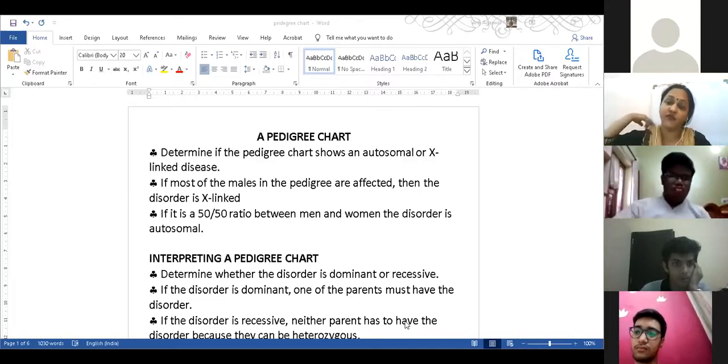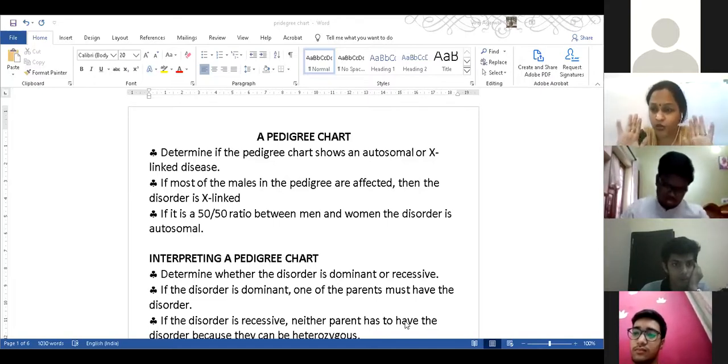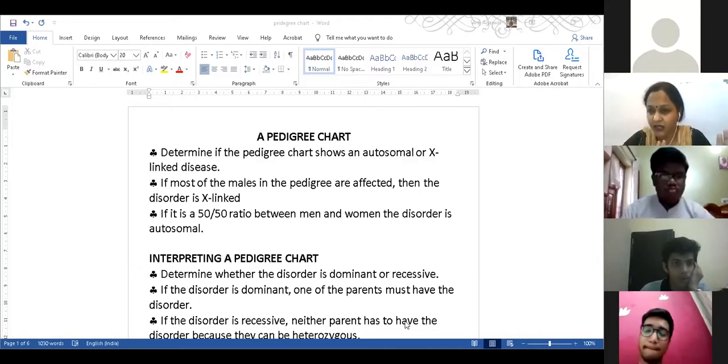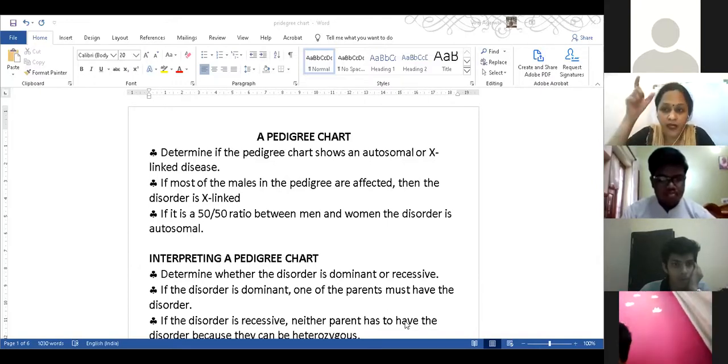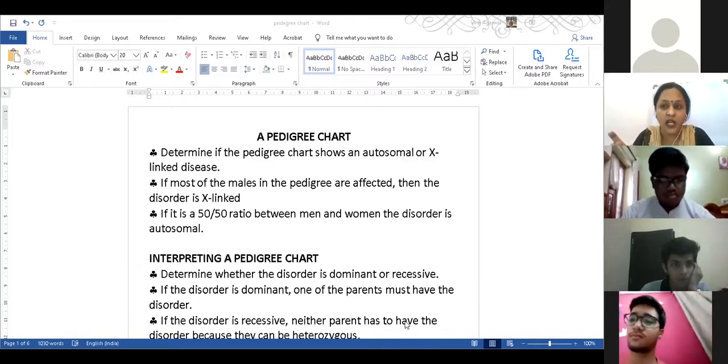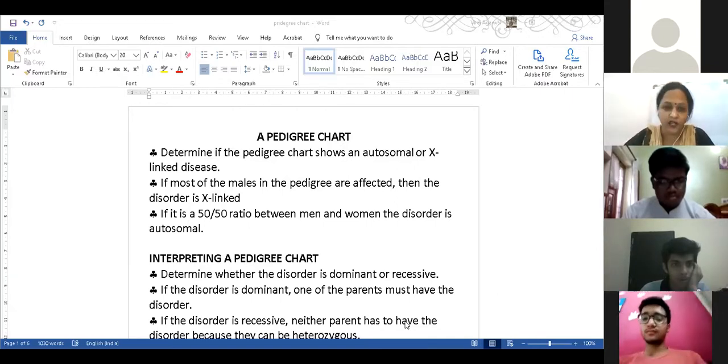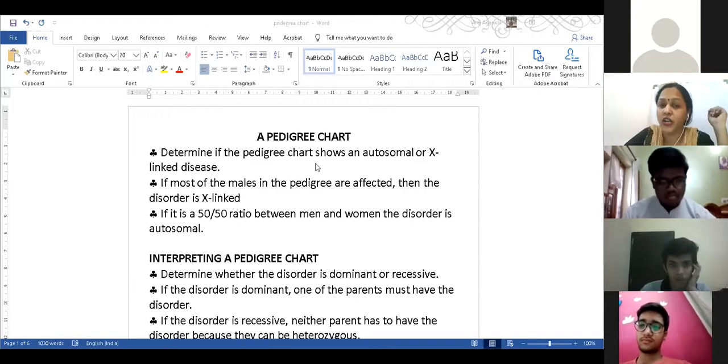Now, if the first type of question comes, you already know how to create a pedigree chart, which we did yesterday. Now, how to analyze a pedigree chart, because in the practical also a pedigree chart will be kept in the spotting, and you will be asked to analyze that pedigree chart and tell any probable diseases related to that pedigree chart. So determine if the pedigree chart shows an autosomal or X-linked trait. Okay, how will you find out?